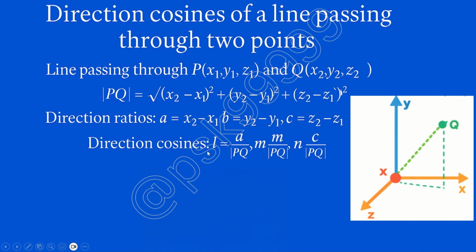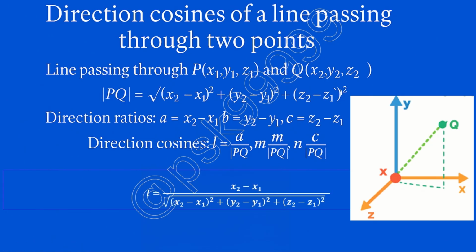Now, what are my direction cosines? Which is simple, as we just saw. l equals a by modulus PQ, which is this value. m equals b by PQ. n equals c by PQ. For the complete formula, l is equal to (x2 minus x1) divided by the square root of (x2 minus x1) whole square plus (y2 minus y1) whole square plus (z2 minus z1) whole square. This is the direction cosines of a line passing through 2 points, which is straightforward.